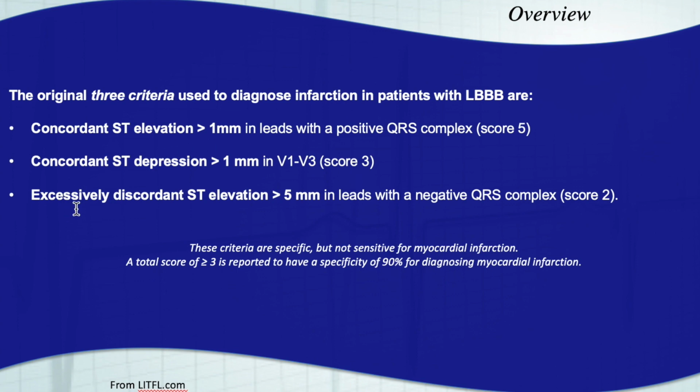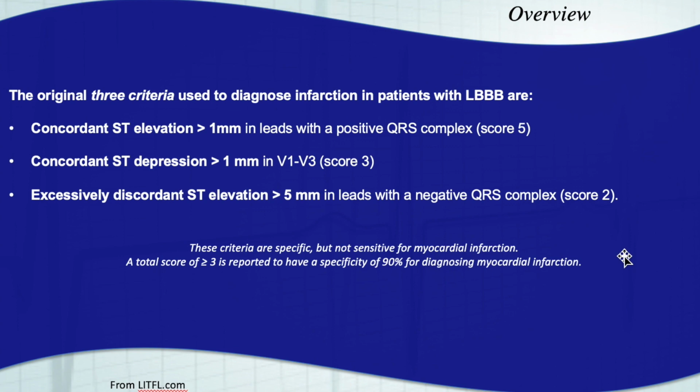And then finally, what we would call excessively discordant ST segment elevation, which would be greater than 5 millimeters based on this criteria in leads with a negative QRS complex. And that only gives you a score of 2. So what you do is you add your score together, and what you identify as that final tally will indicate how sensitive or specific that 12 lead is for the presence of a STEMI or an MI.